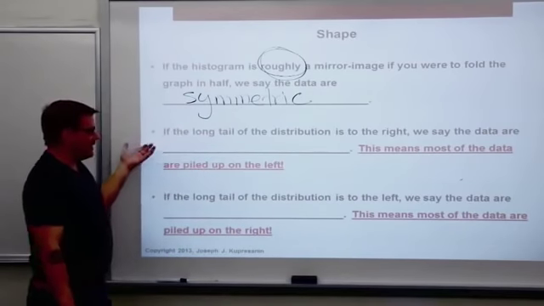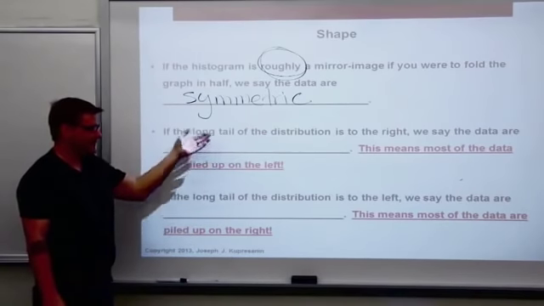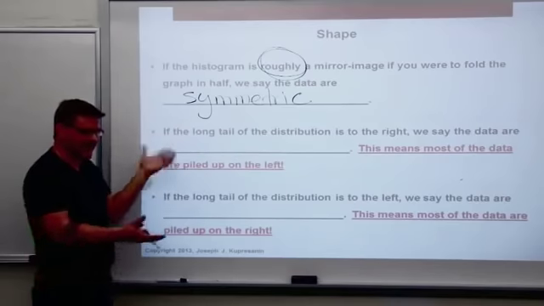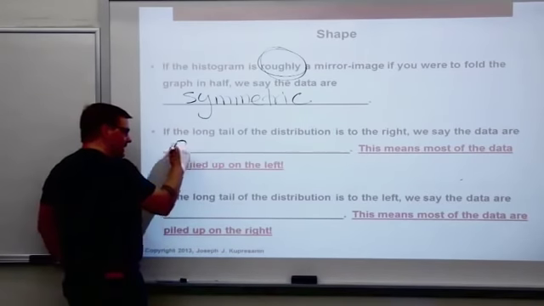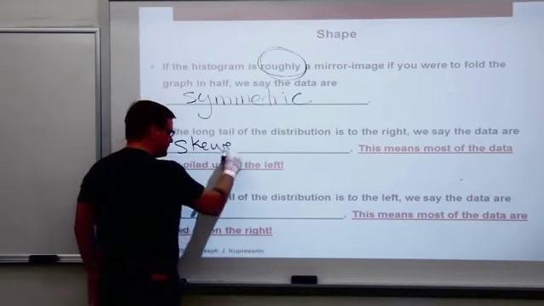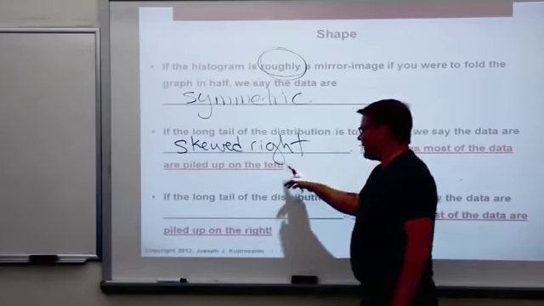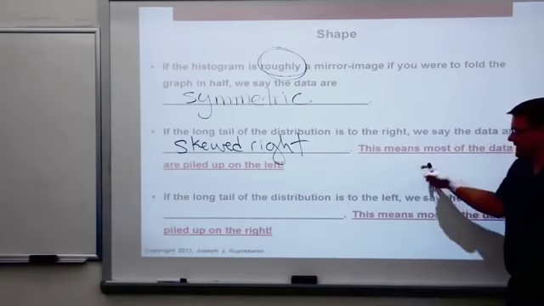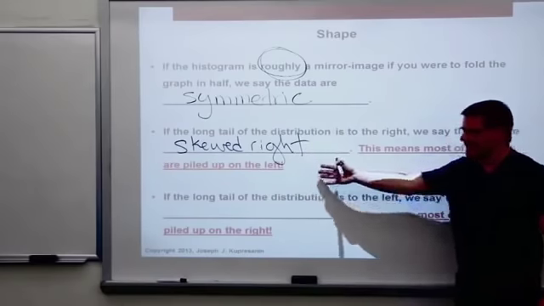If the long tail of the distribution is to the right, the data are skewed right. And this is tricky. It seems backwards almost, but it's correct. If the long tail is to the right, the data are skewed right. I put it in red here on the slides. This means most of the data are piled up on the left.